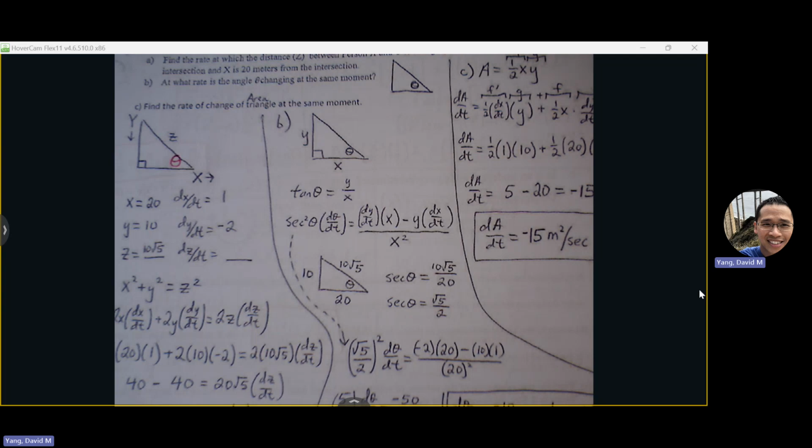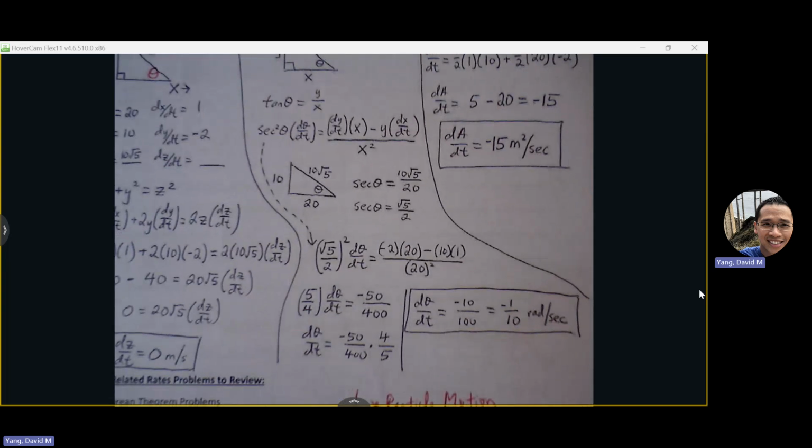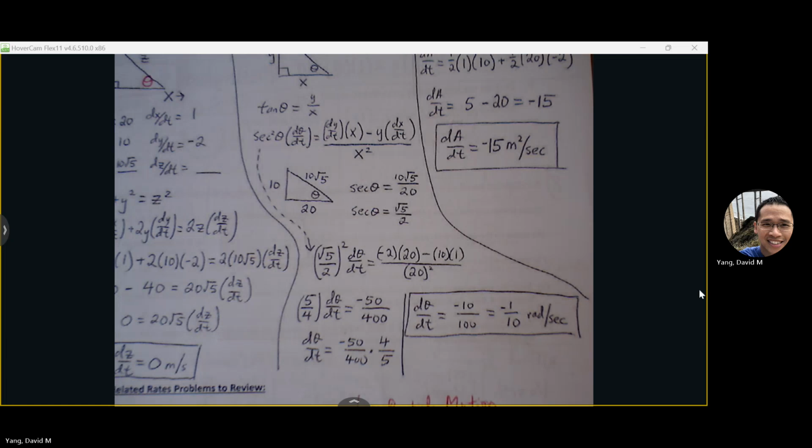Now we can just do a bunch of rearranging the numbers and trying to get it down to a number. Now, when you're solving for d theta dt, your units of measure is always radians per time unit. Okay, never degrees, always radians per time unit. So root 5 over 2 squared reduced to be 5/4. The right side, I just enter all that in the calculator. I get negative 550 over 400 divided by 5/4. The same thing as multiplying by 4/5. That reduced to be negative 1/10. And my units for d theta dt is always radians per time unit. In this case, radians per second.